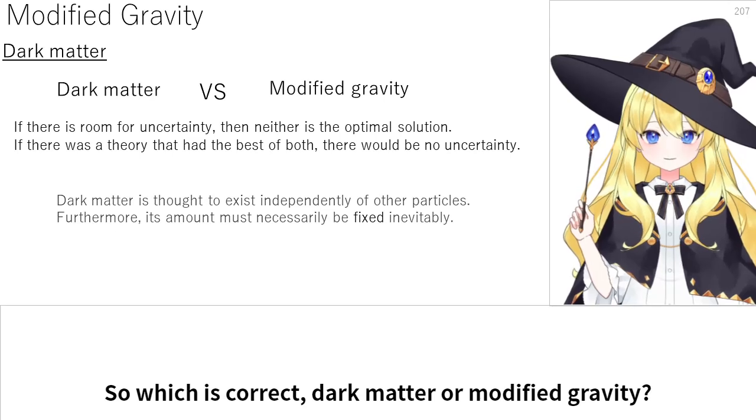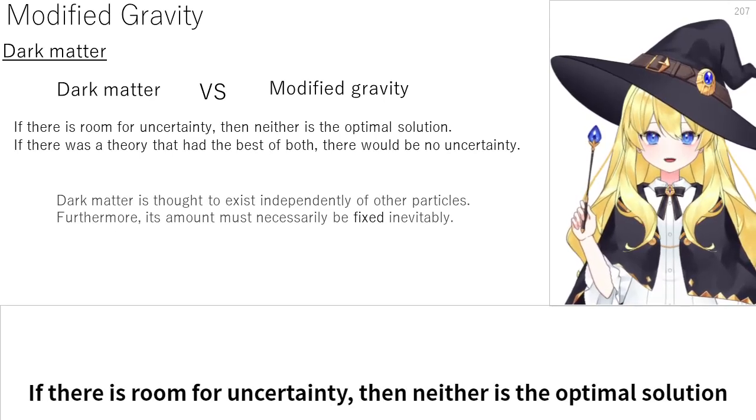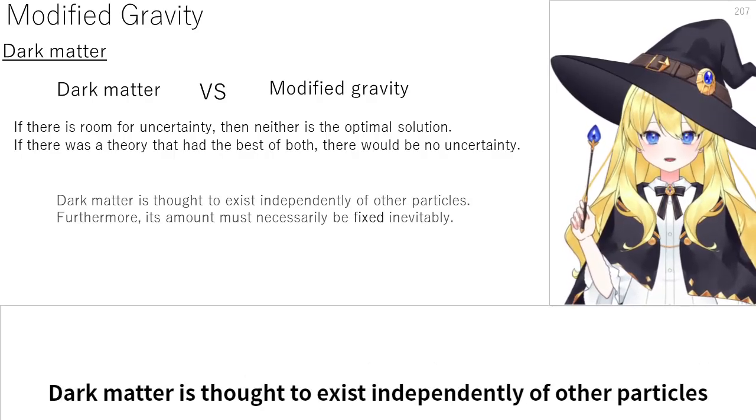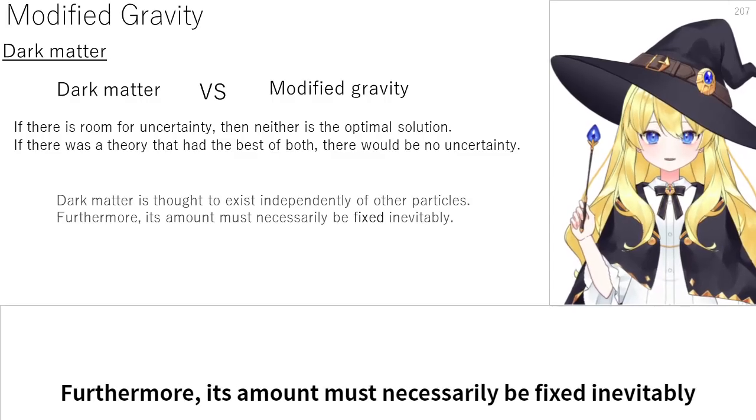So which is correct, dark matter or modified gravity? If there is room for uncertainty, then neither is the optimal solution. If there was a theory that had the best of both, there would be no uncertainty. Dark matter is thought to exist independently of other particles. Furthermore, its amount must necessarily be fixed inevitably.